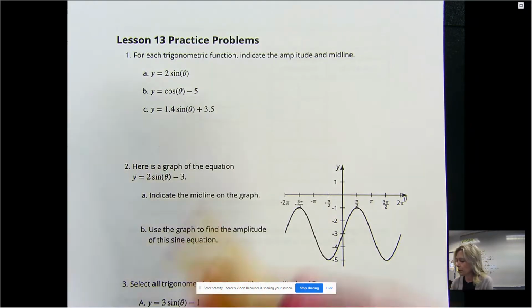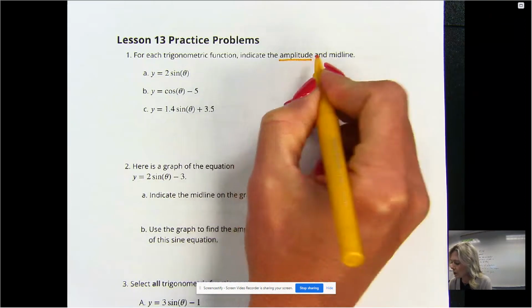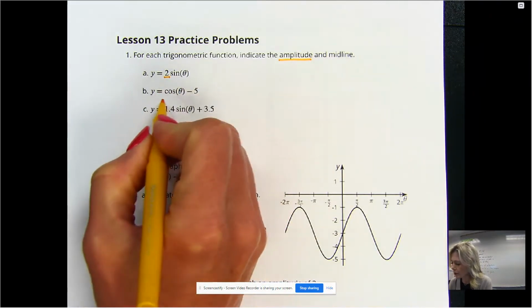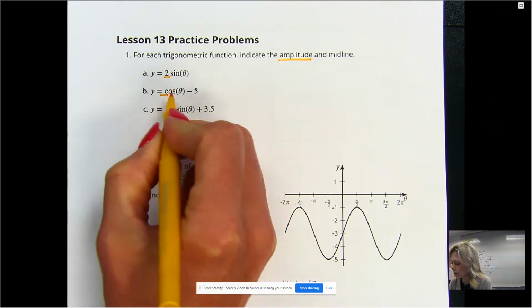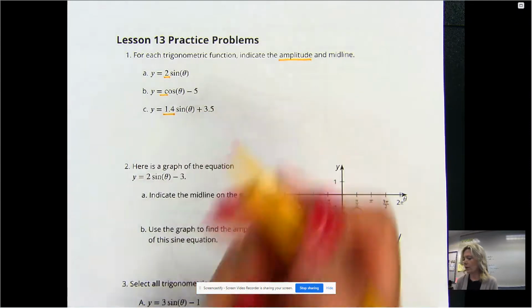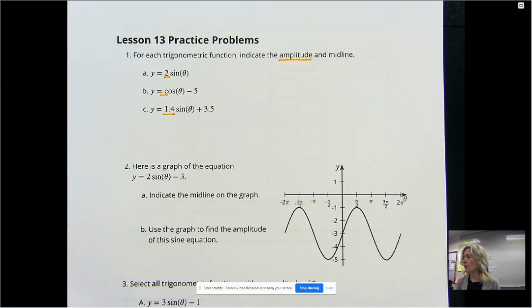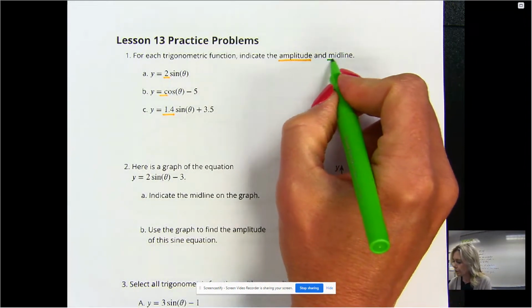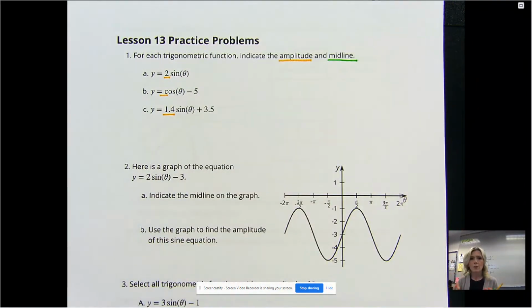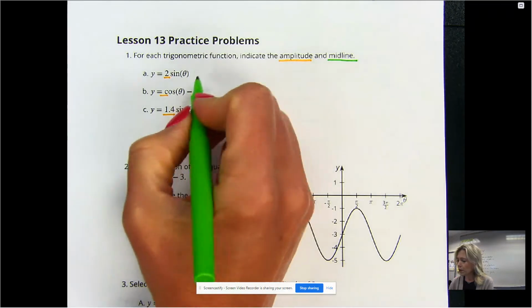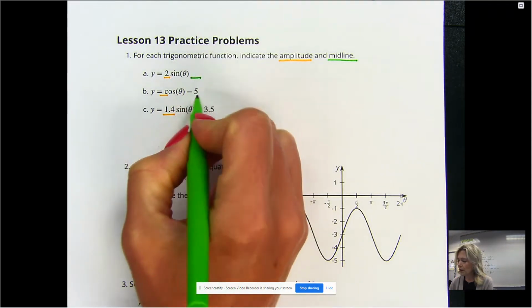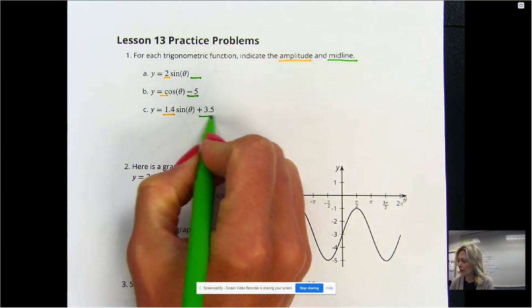So for amplitude, we look for a multiplier. There's a 2 here, there's nothing there, and there's a 1.4 there. So that's going to be our amplitude. And then for the midline, we're looking for a shift up or down. We'll be able to see that shift by something being added or subtracted here at the end.